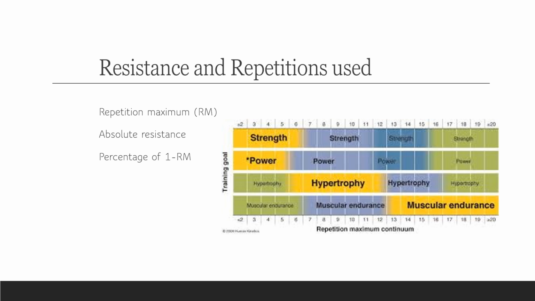Instead, by using the RM target or target range, the fitness professional has the ability to alter the resistance in response to changes in the number of repetitions that can be performed at a given absolute resistance. As is the case for any of the acute program variables, the load intensity should depend on the goal and training status of the client. The intensity of the loading as a percentage of 1 RM has an effect on the number of repetitions that can be performed and vice versa.